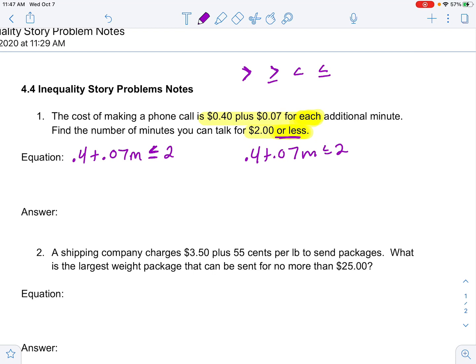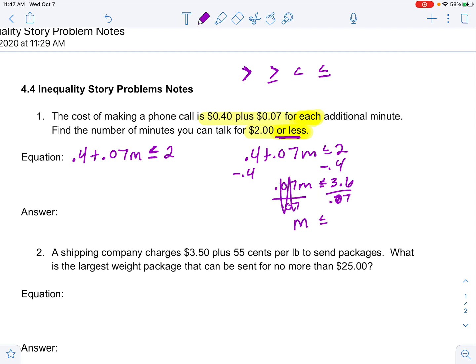All right, so to solve for M, the first thing you should have done was subtract 0.4. So 2 minus 0.4, you should have got 1.6. Whoops, keep your symbol the same. Sorry about that. Okay, and then we're going to divide by 0.07. Watch those decimals. Sometimes I forget my zeros, which will make a big difference.